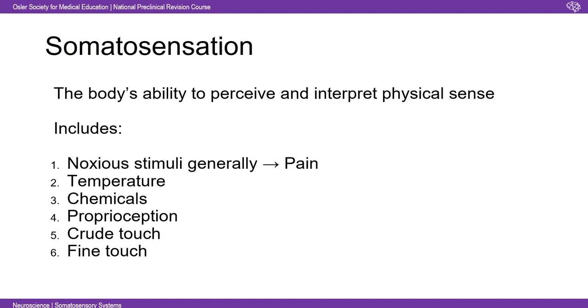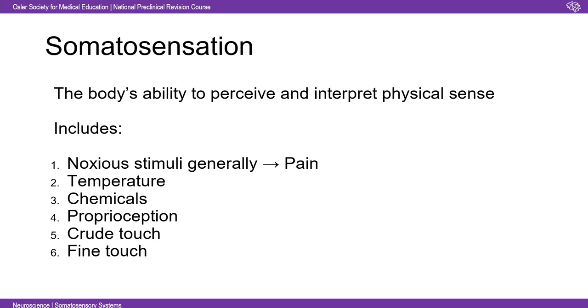So starting off with what actually is somatosensation. It's basically just your body's ability to perceive and interpret any physical sense. It doesn't have to be outside the body, but it mainly is. And some of it is specified towards noxious stimuli, so anything that manifests as pain. And that can be painful heat, painful chemicals, painful touch. But then you also have specialized temperature sensation, chemical sensation, proprioception, which is your ability to detect where your body is in space. Then you have crude touch and fine touch.